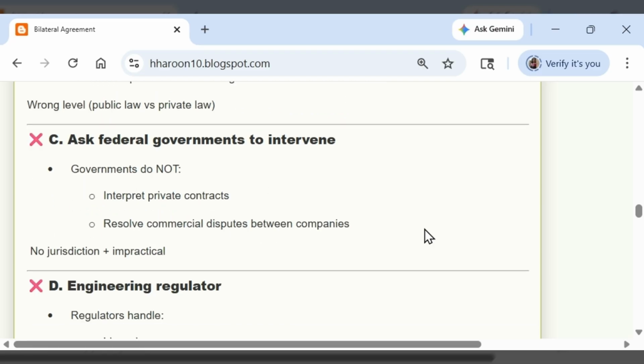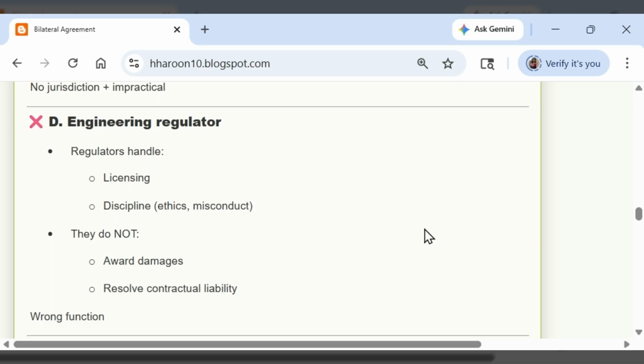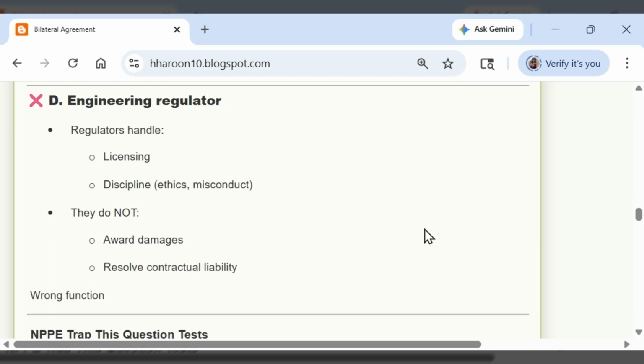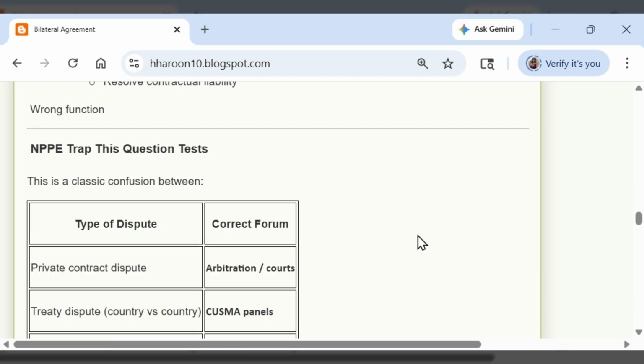C, ask federal governments to intervene: governments do not interpret private contracts or resolve commercial disputes between companies. No jurisdiction, plus impractical. D, engineering regulator: regulators handle licensing, discipline, ethics, and misconduct. They do not award damages or resolve contractual liability. Wrong function. This is the NPPE trap this question tests.